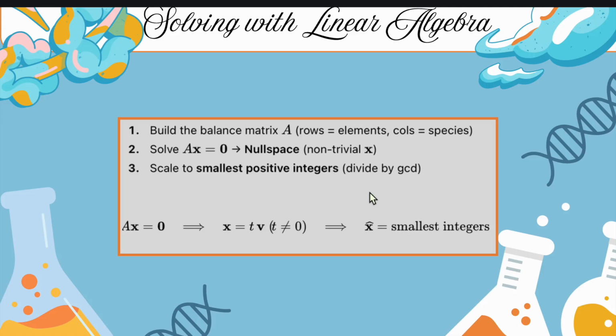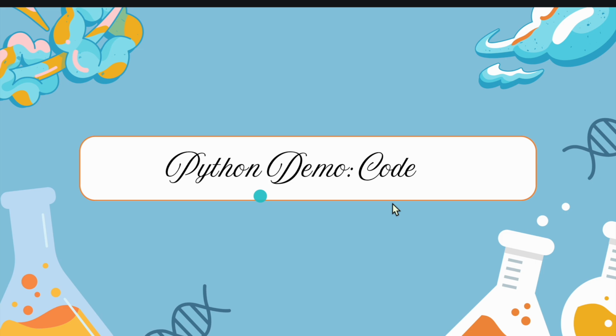Now we'll pass on to the Python demo code, and I will show you how to implement this method in Python and automate it. We will test the code with some examples, and this will show that the matrix method scales from simple to very complex reactions when we combine the power of the computer and the power of maths.